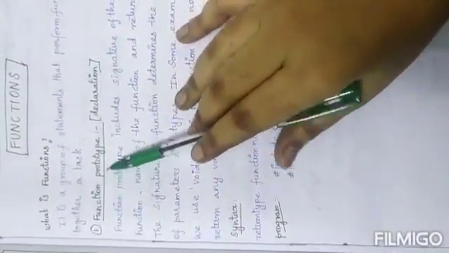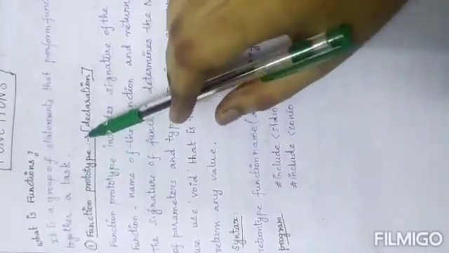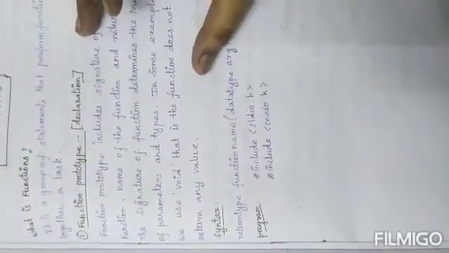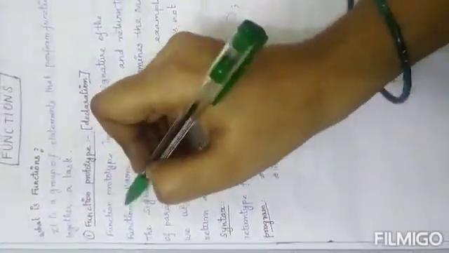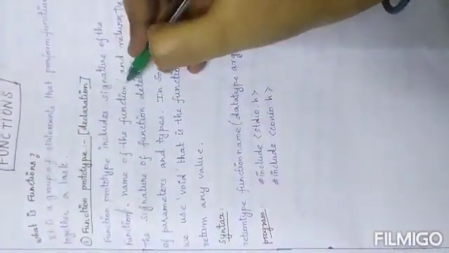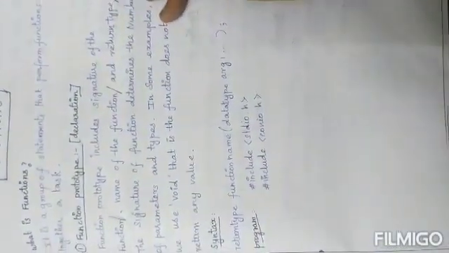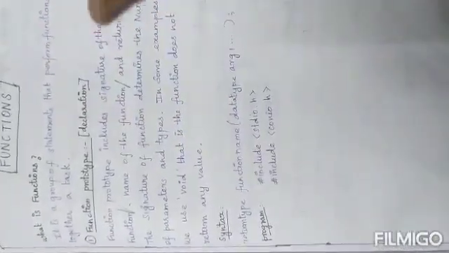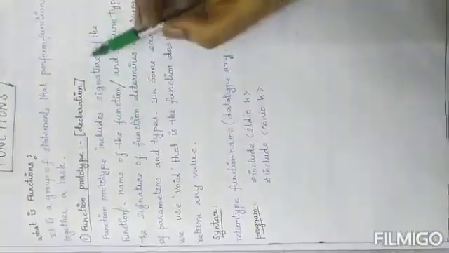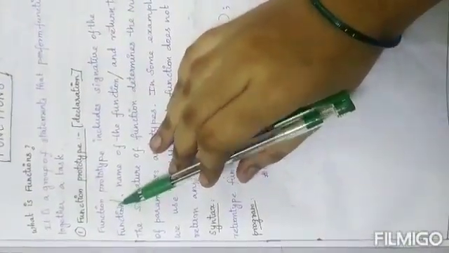First type is function prototype. It may otherwise be called function declaration. So the definition for this function prototype or function declaration is: function prototype includes signature of the function, name of the function, and return type. Function prototype means function declaration, meaning we are declaring a function inside that program, and it includes signature of the function. It means we must have some variable for that function.